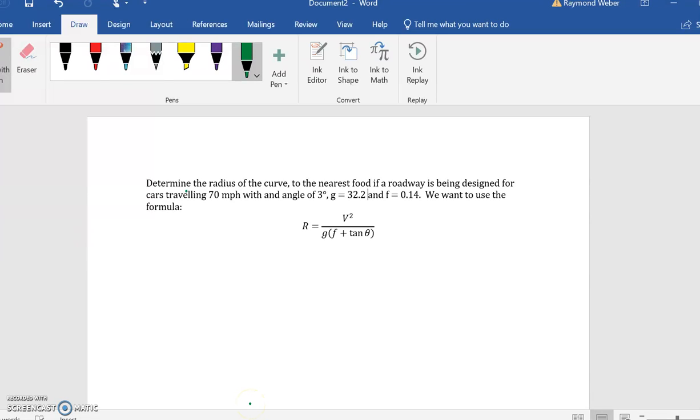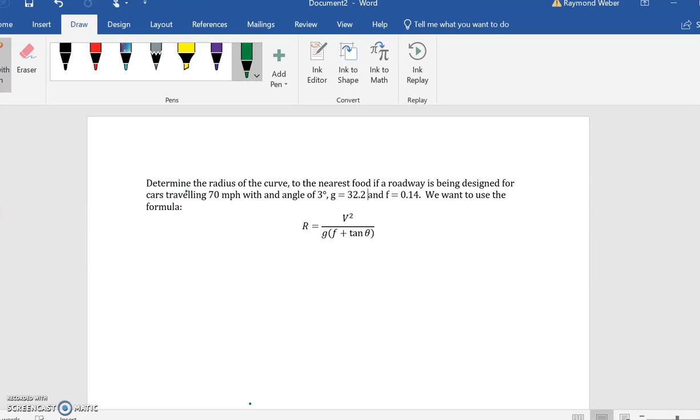We are trying to determine the radius of a curve to the nearest foot. Oh, foot, not food. If the roadway is being designed for cars traveling at 70 miles an hour and it has a super elevation, so the road's angled up, it's got a grade of 3 degrees. We've got two constants, gravity, g, 32.2, and then our f, which is probably the road friction, of 0.14.